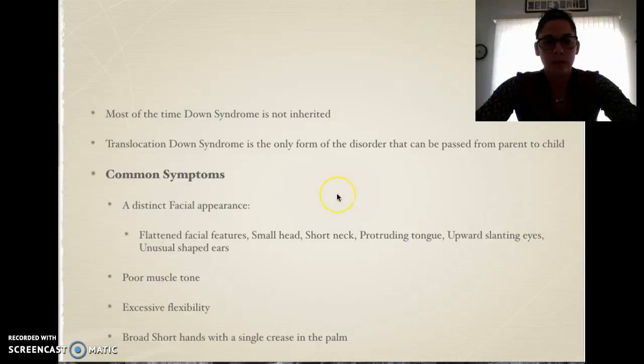So common symptoms: a distinct facial appearance, so flattened facial features, small head, short neck, protruding tongue, upward slanting eyes that differ from their ethnicity, unusual shaped ears. They have poor muscle tone, excessive flexibility, and broad short hands with a single crease across their palm.